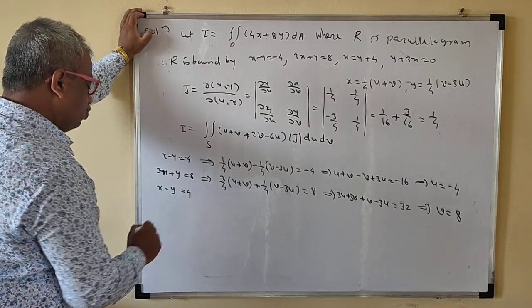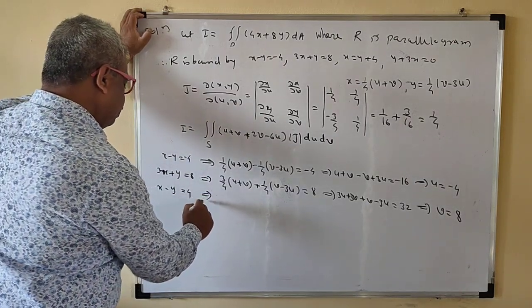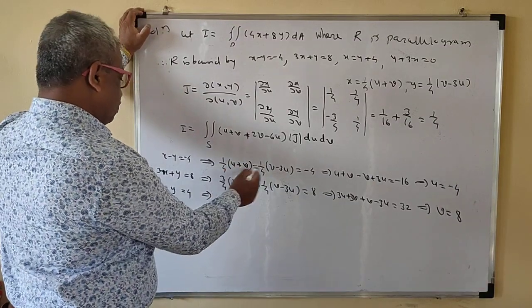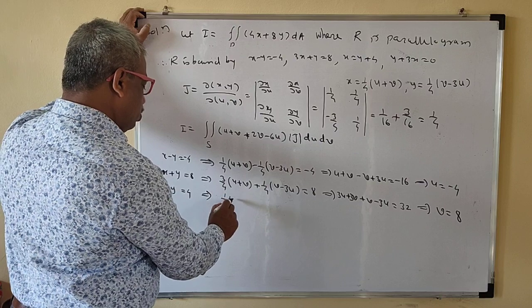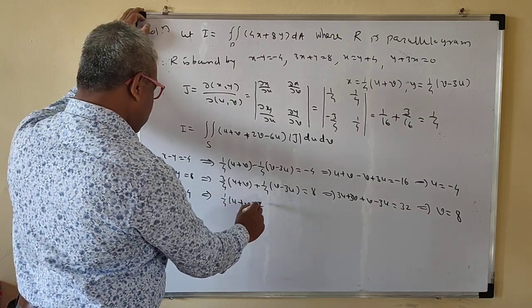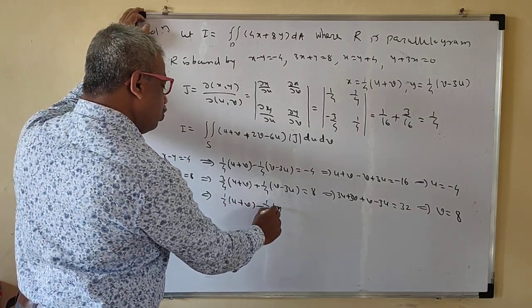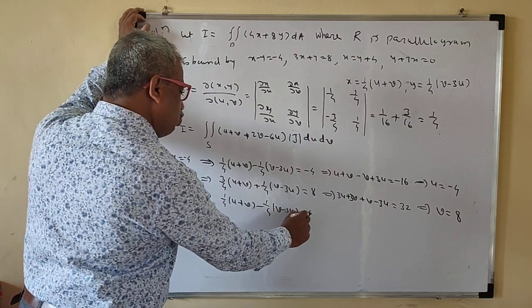x minus y is equal to 4. This implies that, okay, now this is what? x minus y is already here. Okay, so this is what? 1 by 4 (u plus v) minus 1 by 4 (v minus 3u) is equal to 4.